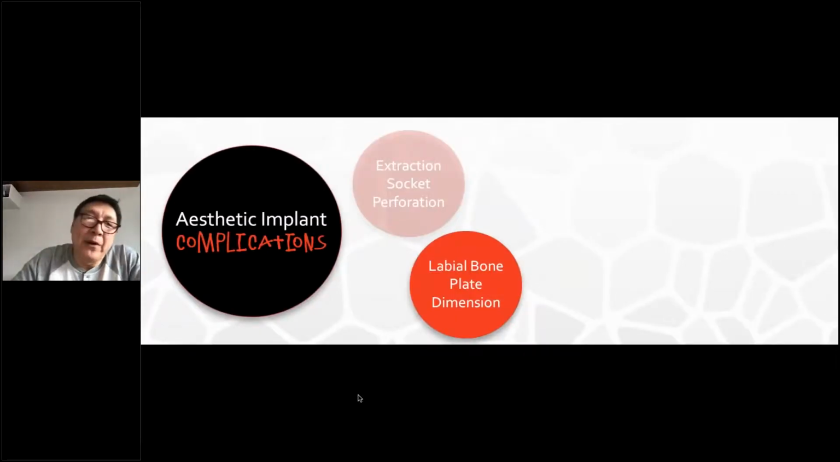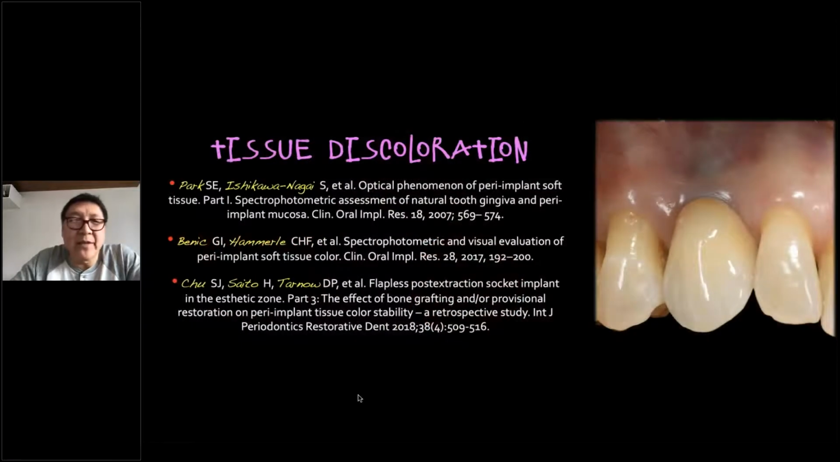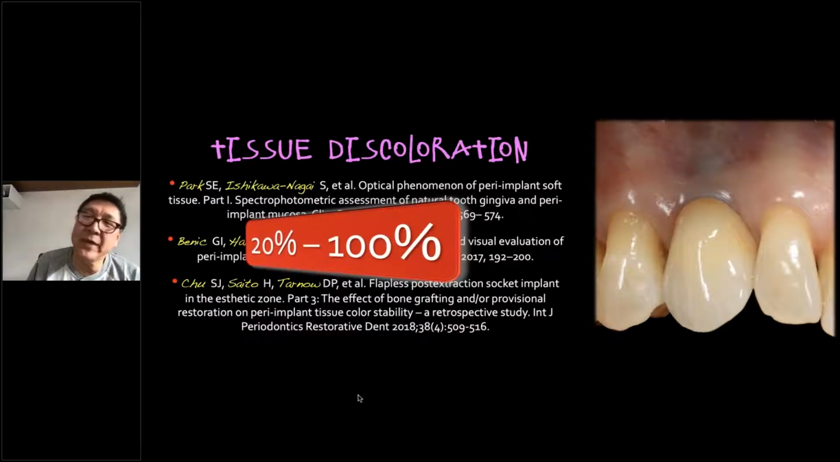Well, what about the labial bone plate? That's always been sort of an interesting topic, a hot topic over the last decade or so. And what I did is I brought in papers that look at tissue discoloration: Shigemi Nagai at Harvard, Bennick and Hammerly in Switzerland, and we also published some information about this. And the bottom line is that if you looked retrospectively at implants, or even prospectively, which we're doing now, these retrospective studies have shown that there was anywhere from 20 to 100% tissue discoloration associated with implants.